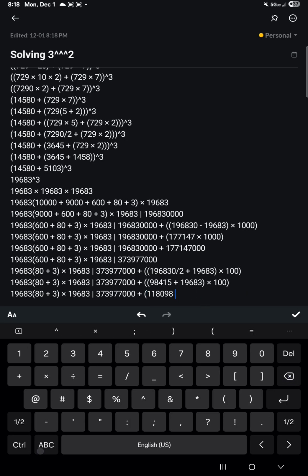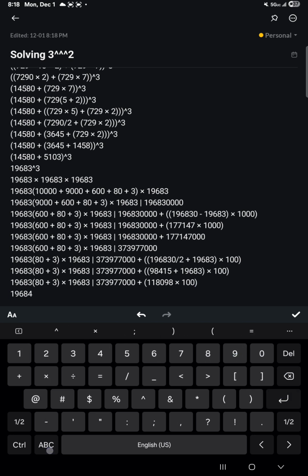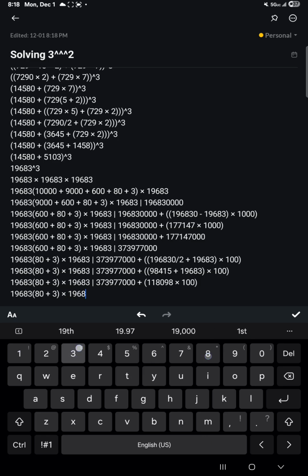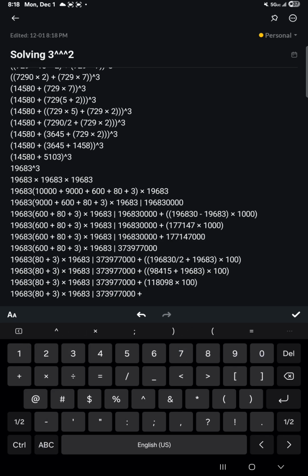So let's multiply that one by 100. 100 is just 10 squared, or 10 to the power of 2, which is the same as adding 2 zeros to the end. So 118098000.